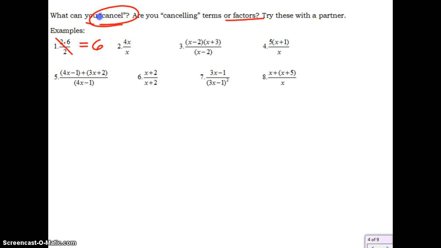Similarly, in number 2, I have 4x divided by x. I do not have any addition or subtraction, so I can cancel out x, and I'm left with 4.